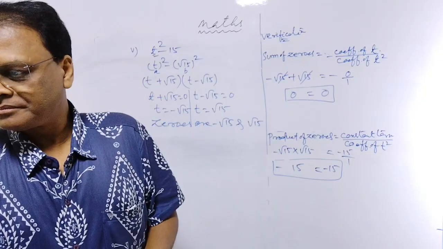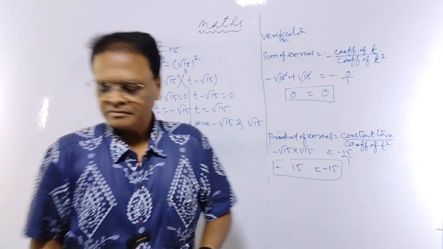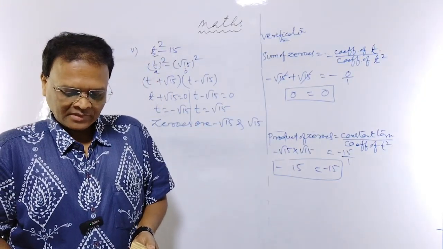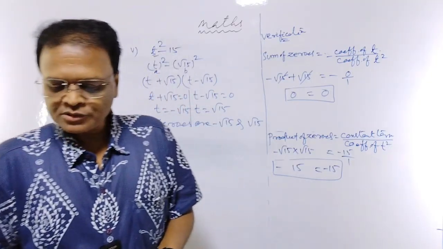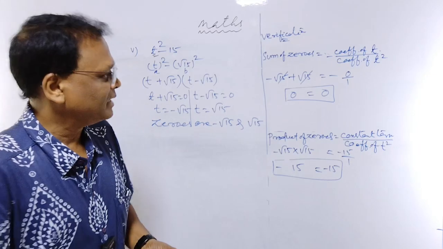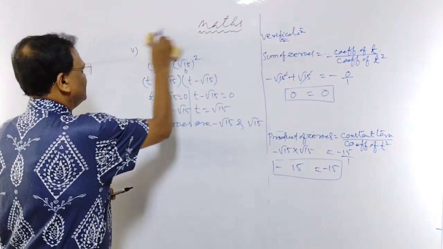This is the question number fifth, and the last one is there. The last one is 3x square plus minus x minus 4. 3x square.